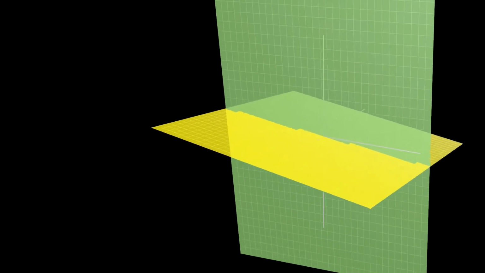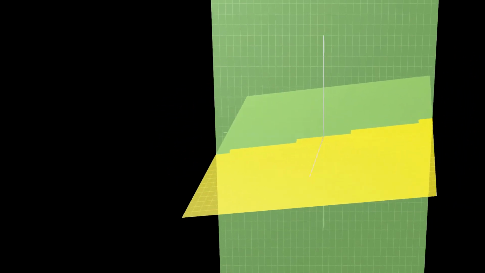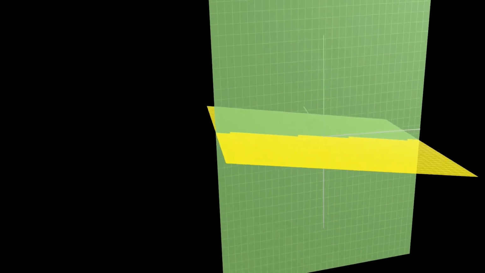In the next video, we are going to look at the concepts of linear combinations, bases, and dimensions with examples.